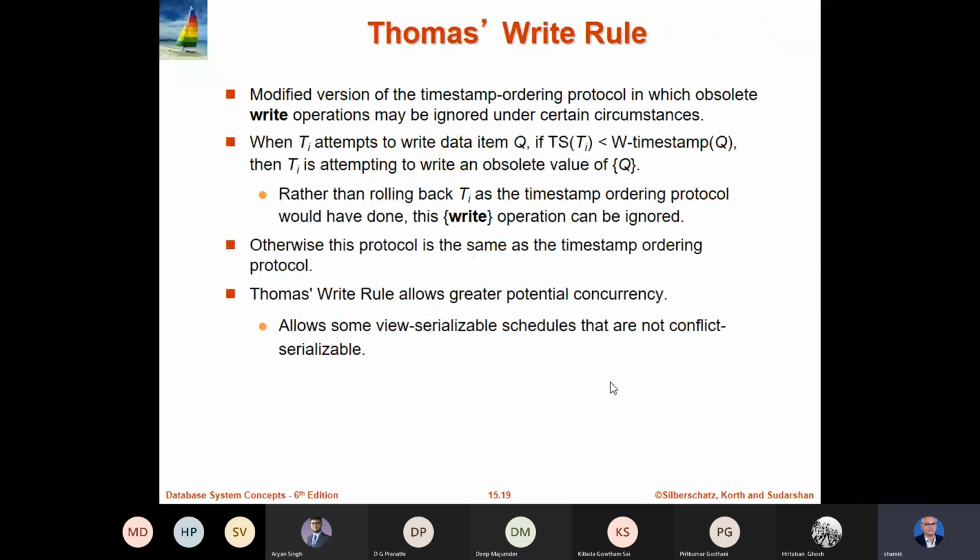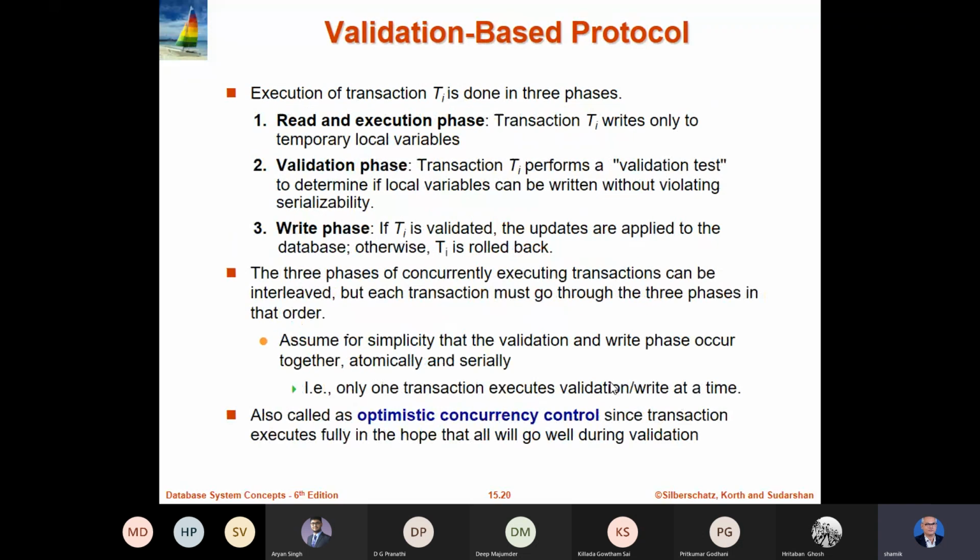So this allows greater potential concurrency, because some of the transactions are not rolled back, which means that we have higher concurrency, and it allows some view serializable schedules that are not conflict serializable. So this is an example of a protocol that can result in the generation of view serializable schedules which are not conflict serializable. So there is another approach which is called validation-based protocol.